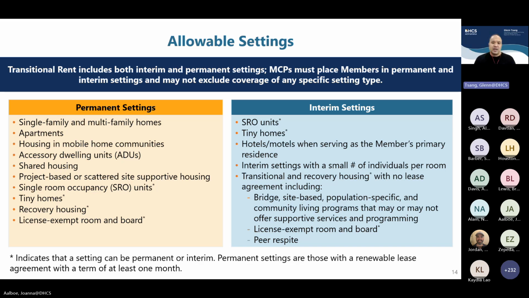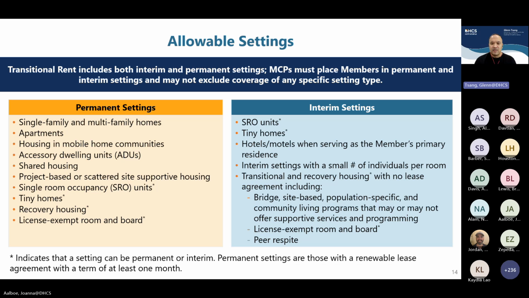Okay, allowable settings. The list on this slide is a full list of allowable settings DHCS will cover for transitional rent. You may immediately notice that some of the settings are featured as both permanent and interim settings. DHCS defines a permanent setting as one where the member has a renewable lease agreement with a term of at least 1 month. So for example, a tiny home that does not have a renewable lease agreement would be considered an interim setting, while a tiny home, likewise, that does have a renewable lease agreement with a term of at least 1 month would be considered a permanent setting.